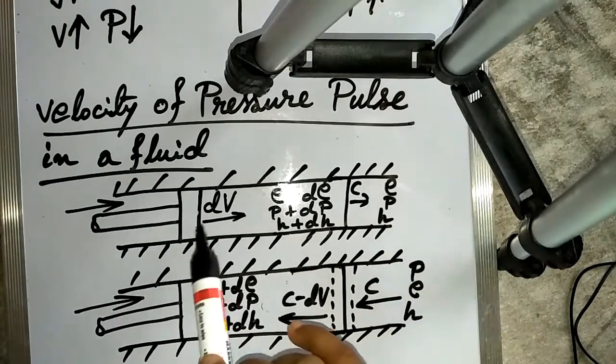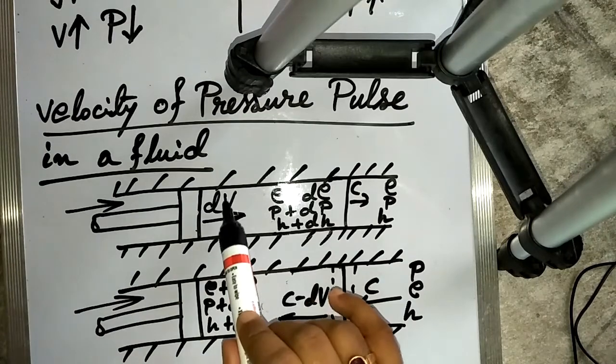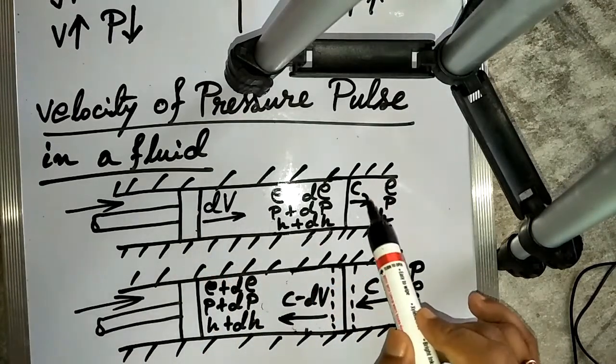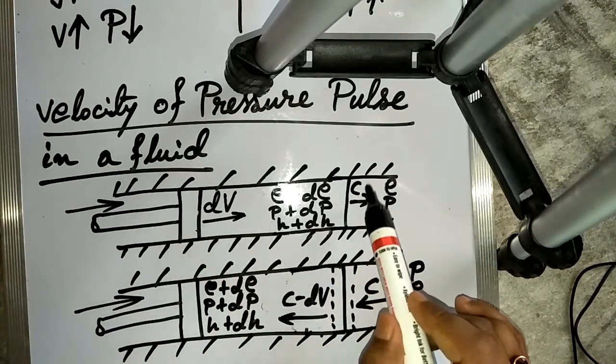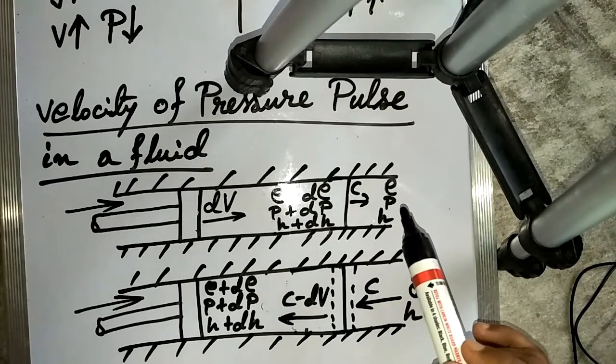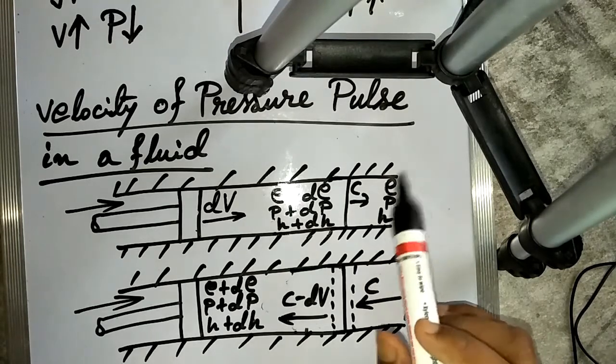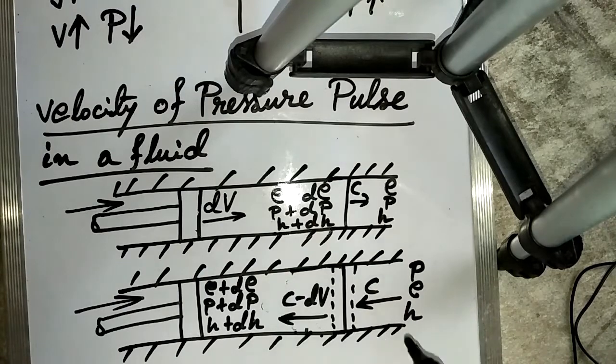So the piston velocity is dv, and the wavefront velocity is c, the same as the sound velocity. Now the next case is the same thing, but in this case let an observer be assumed to travel with the wavefront to the right with a velocity c.